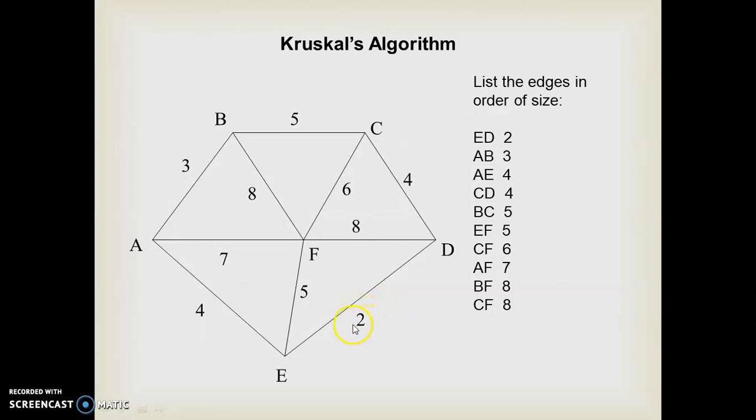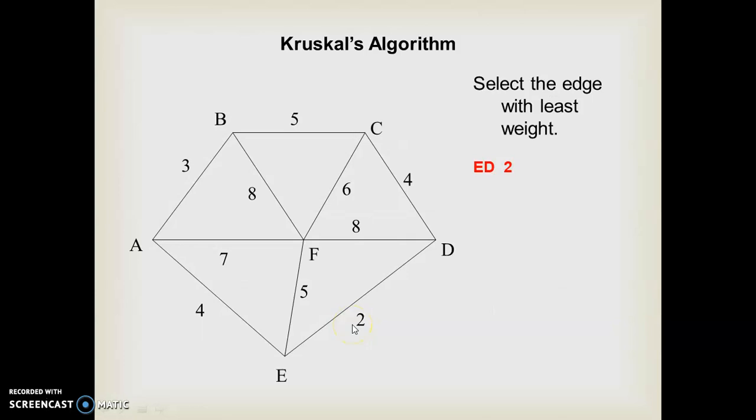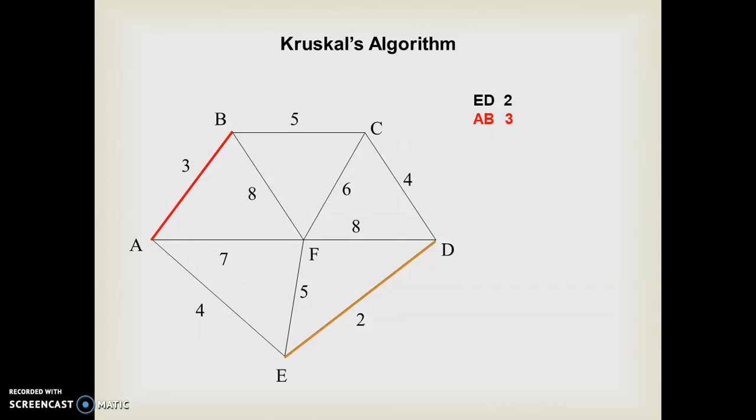Next, the two vertices which are connected with the minimum edge are A and B. So we include that in our spanning tree. Of course, while including them, we have to take care that a cycle is not getting completed.